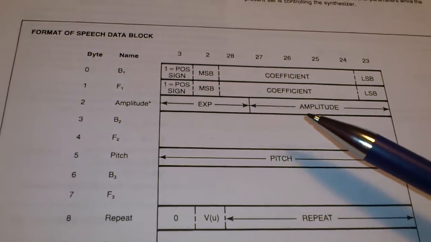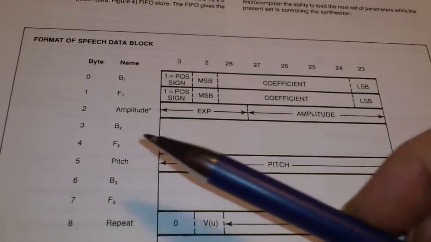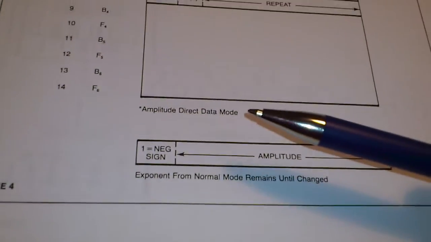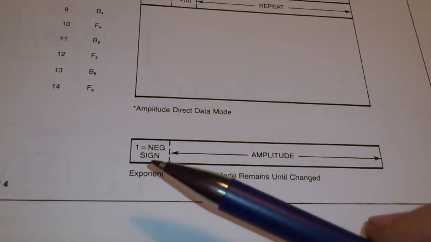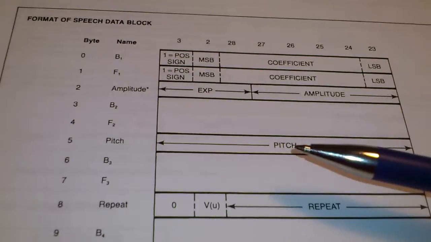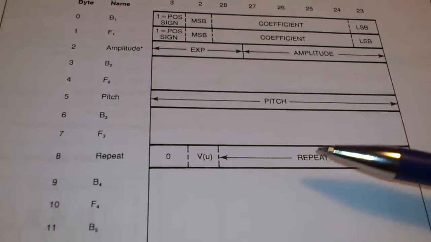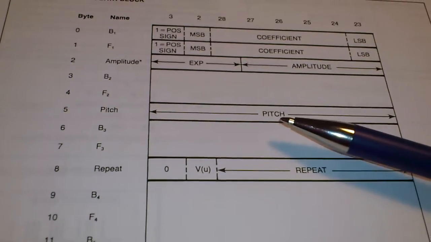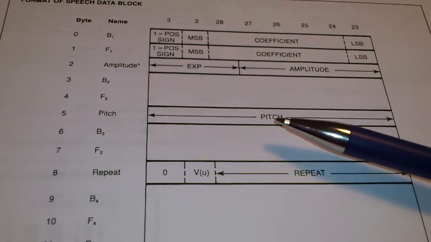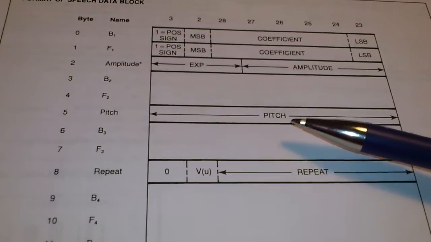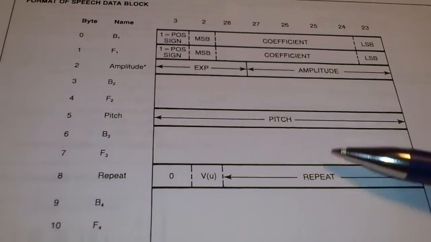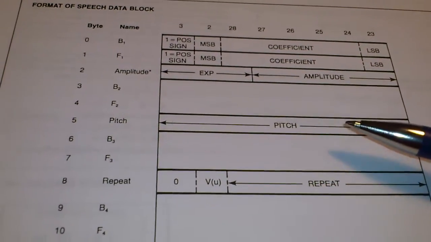So that means if you get an amplitude in, you have to shift this according to the exponent. Or if you're using direct data mode, which is a second mode it can run in, it also comes in sign and magnitude. And then there is the pitch, which tells you: impulse, how long to wait, impulse, how long to wait. And the repeat tells you how often you should repeat that pitch period. So, for example, if pitch is 2, you get a sample, you wait. You get a sample, you wait. If you have a repeat of 4, you would repeat it 4 times.